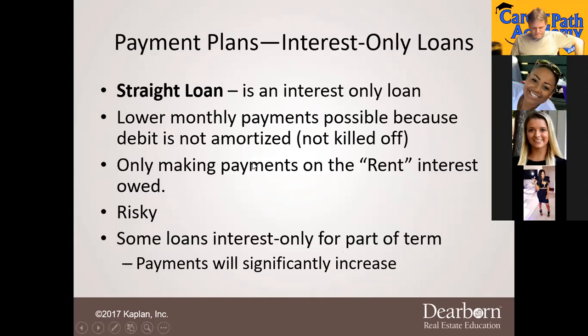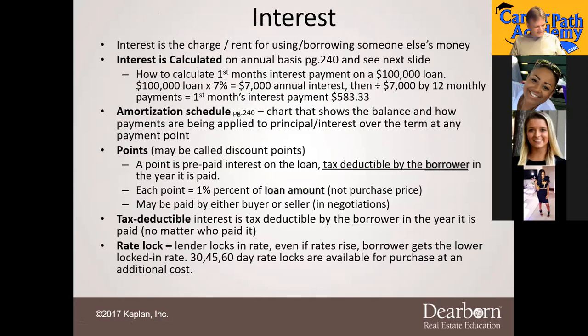All right. Interest, once again, on the bottom of page 239, we're going to highlight: a charge for the use of someone else's money is called interest. And right above that, the rent. And then turn to page 240.